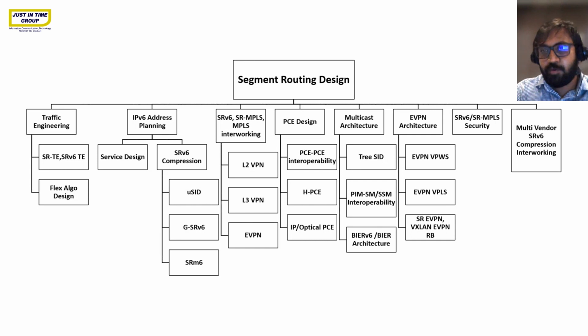And the other thing is how you're going to evolve the EVPN architecture, I mean, how you're going to evolve the existing L2, L3 services architecture into EVPN. And then you have to think about SR-MPLS and SRv6 security, how you can achieve that, and also multi-vendor compression interworking. So those are pain points if you're designing a transport network and migrating the existing MPLS network into segment routing MPLS or SRv6.